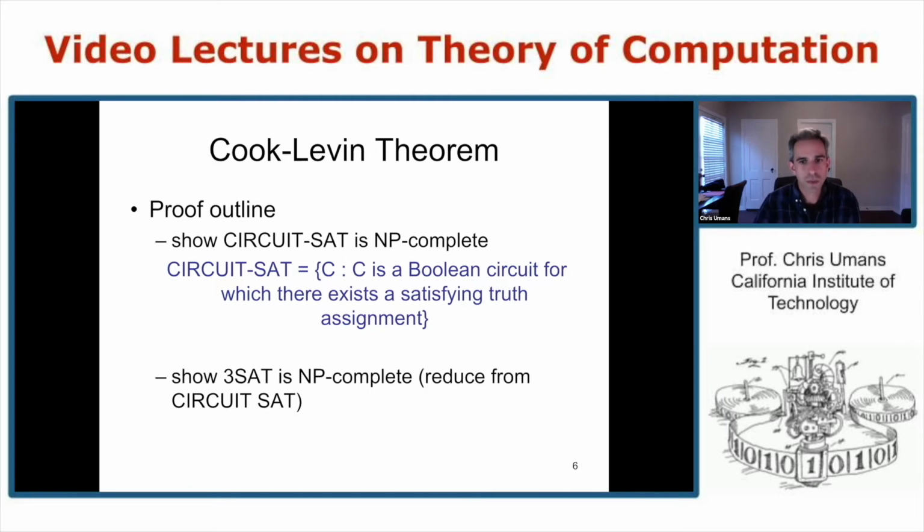And the question is whether, so the language consists of those Boolean circuits for which there exists a satisfying truth assignment, a Boolean truth assignment to the variables that makes the circuit output 1 or true. So that's the first part of the reduction. And then the second part is we're going to show that 3-SAT is NP complete, and we'll reduce from circuit SAT. Okay, so let's start with the first half. We're going to show that circuit SAT is NP complete.